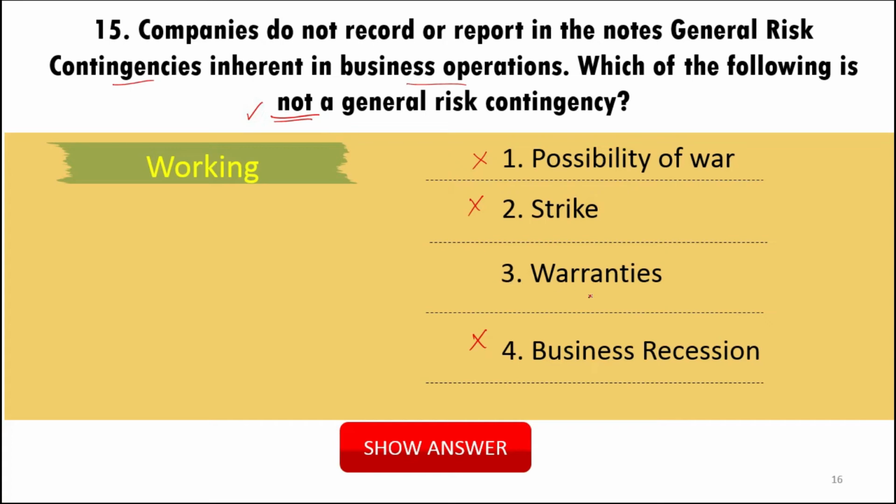So warranties are not a general risk contingency. Warranties are actually provisions, so we can't say they are a general risk contingency. So the correct option is warranties. Now moving to the next question.